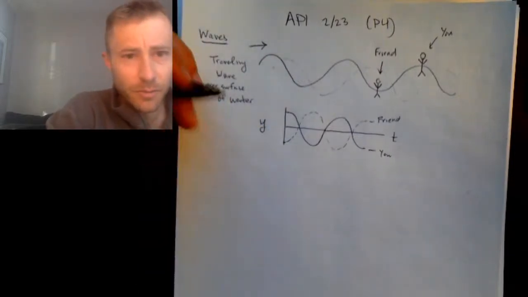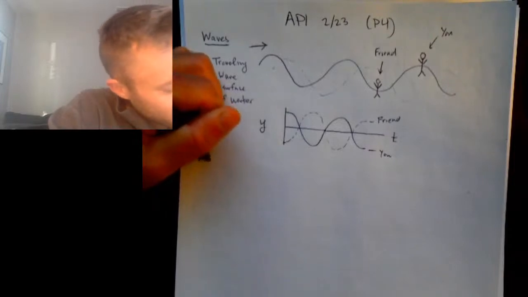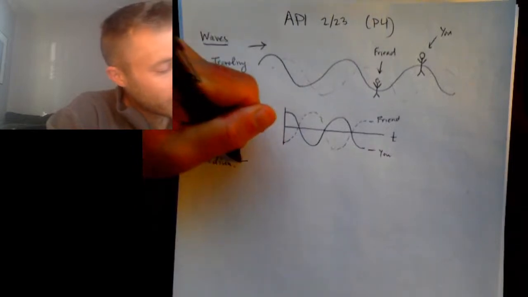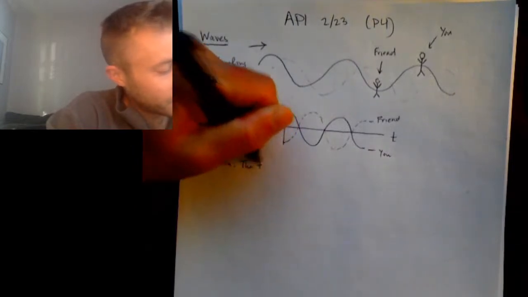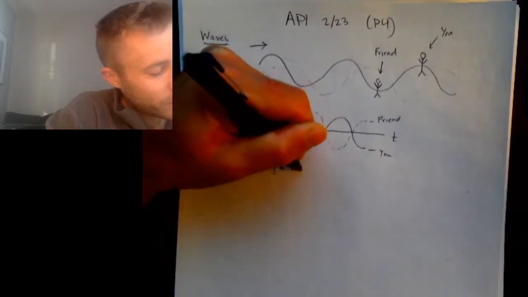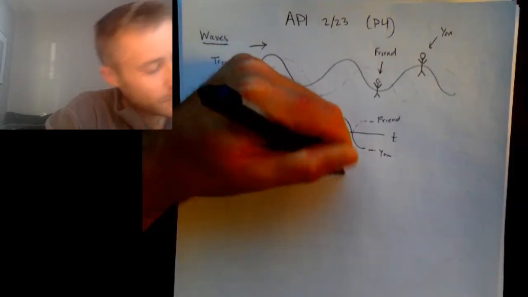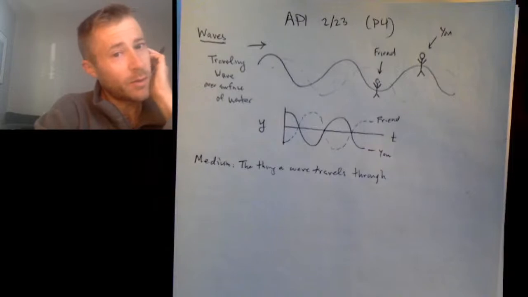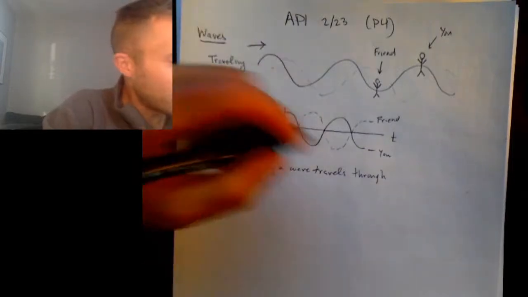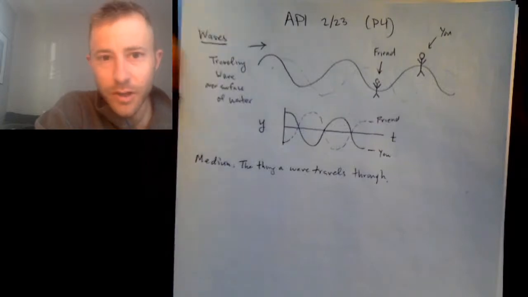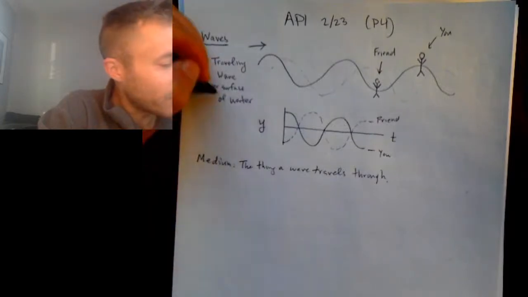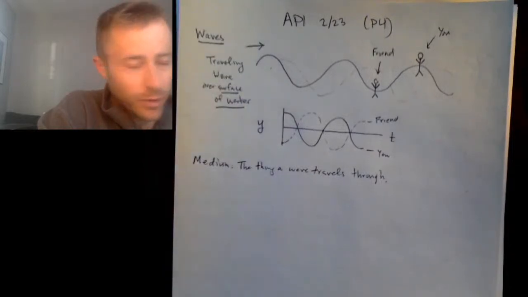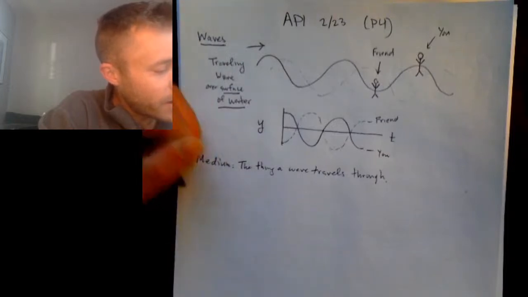So let me define a term called the medium. So the medium is the thing a wave travels through. The thing a wave travels through. So in this case, because it is a traveling wave over the surface of water, the surface of the water is the medium. Okay?